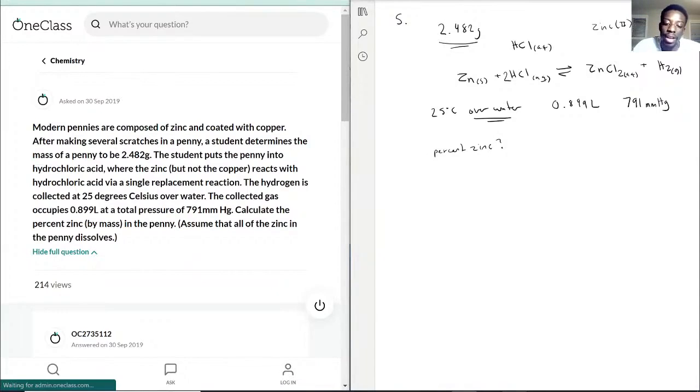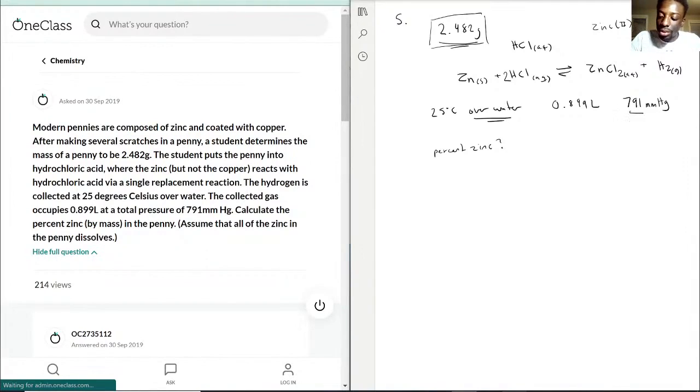So they gave us a mass earlier, this 2.482. We can just assume that to be the total mass of the penny. And now they're asking us how much of that penny is zinc. So we do need the mass of zinc that was formed from this equation based on what they've given us. So first thing that I would do actually is see how the vapor pressure factors in.